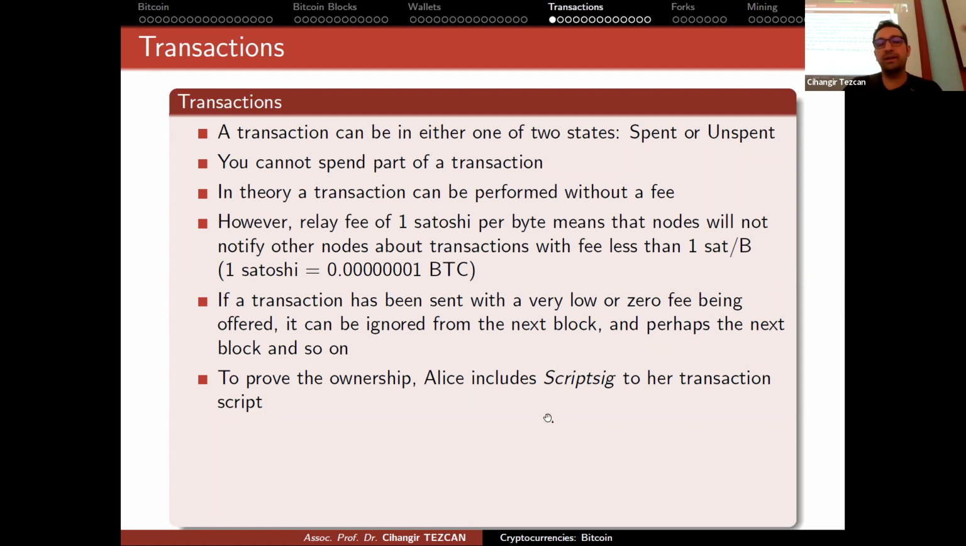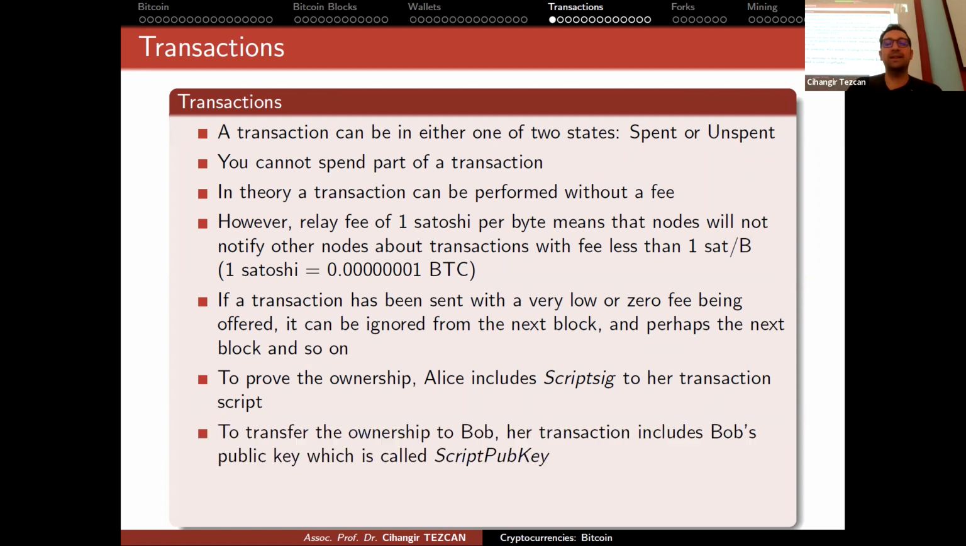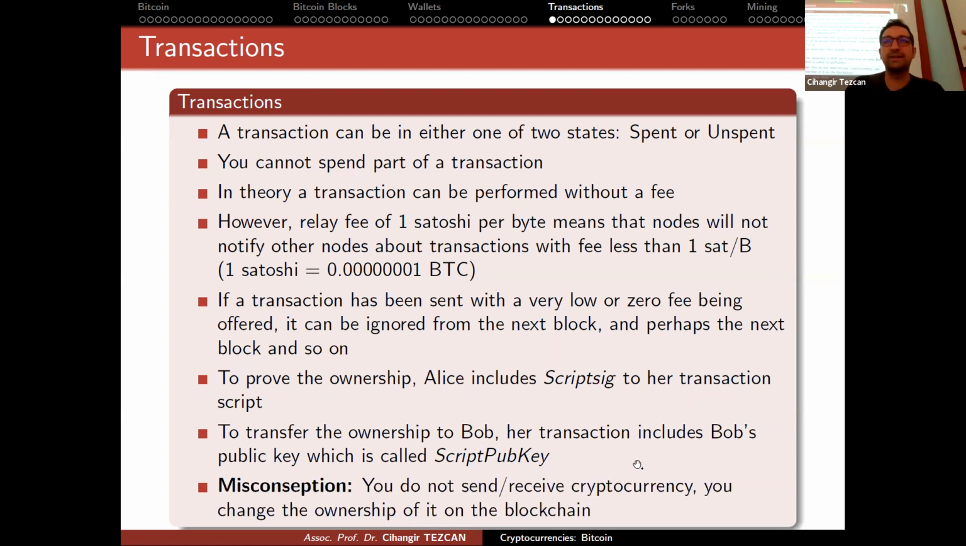So the script part is actually called the unlocking part. So Alice actually unlocks her Bitcoins. Then she transfers the ownership to Bob. And her transaction includes Bob's public key, which is called the scriptPubKey. So here she locks it again. So she has some Bitcoins, she unlocks them by proving that they belong to her, and she transfers them to Bob by providing this scriptPubKey. So this is the locking part.